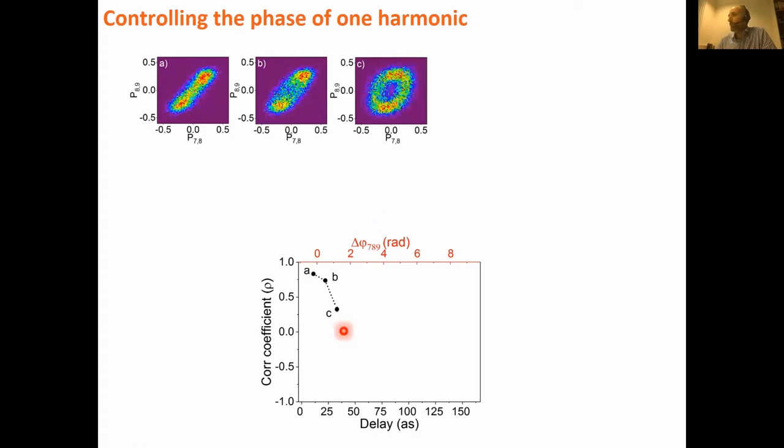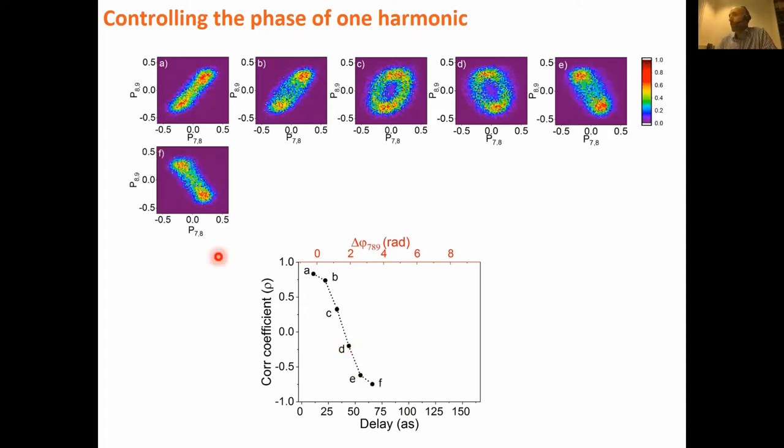If we increase the delay even more, we don't have any linear behavior anymore. This looks now much closer to an ellipse. This also means that the correlation coefficient of the distribution is going down. Interestingly, when we change the delay further, we can also tilt the axis of the ellipse, like expected in theory. It means that now we have a negative correlation between the harmonics, and we can also reach the lowest correlation here at point F, where there is a pi phase jump when we consider the group of the three harmonics.